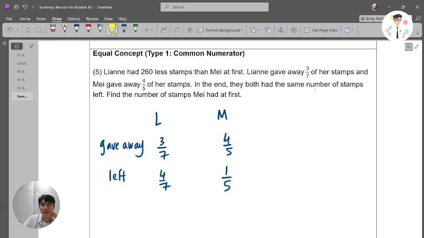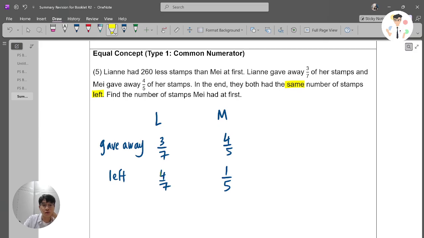They are saying what? The leftover is the same. And some of you are making this 3 and this 4 the same. And that is wrong as well. Why? Because this 3 and 4 is what they give away. And they did not say the giveaway is the same, but they're saying what? The left is the same.